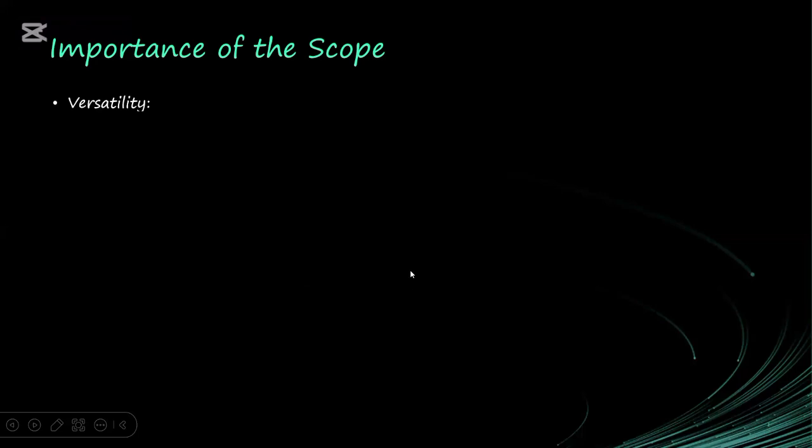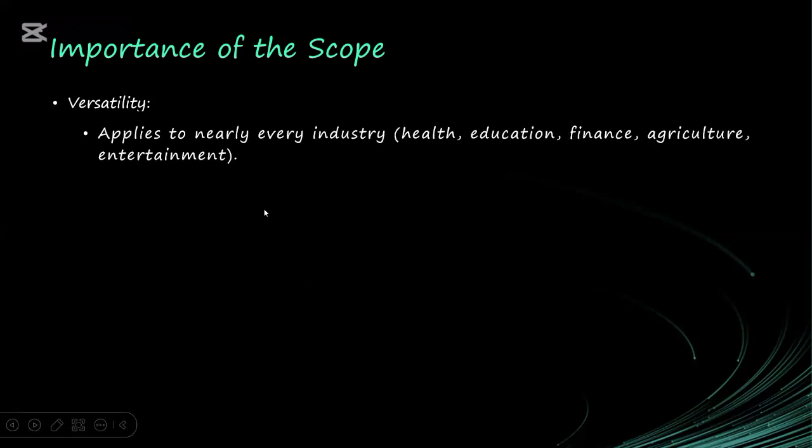So the importance of the scope. Let's take a look at the importance of the scope of computer science. And we already see that the scope of computer science is very big. So first one is versatility. Computer science applies to nearly every industry. So whatever course you think you're studying right now, computer science is needed.